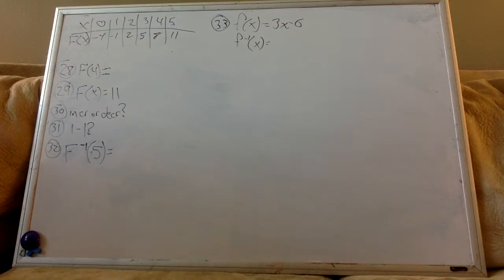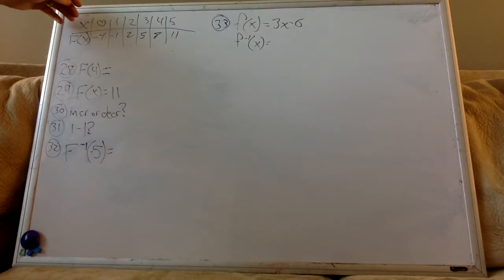So for our last video to prepare us for exam 2, 28 through 32 is going to be based on this table that we're given, and then 33 is going to be one more look at creating an inverse function. So we have this function, and our table is given where our inputs are 0 through 5, and then our outputs, f of x, are given as -4, -1, 2, 5, 8, and 11.